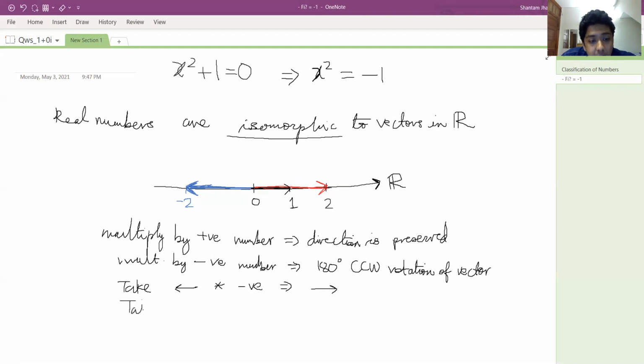And if I take a positive number and take the square of it, I will preserve the direction, meaning I started with the positive, so I will still be a positive number.